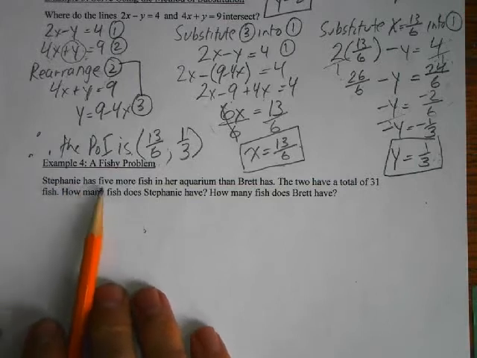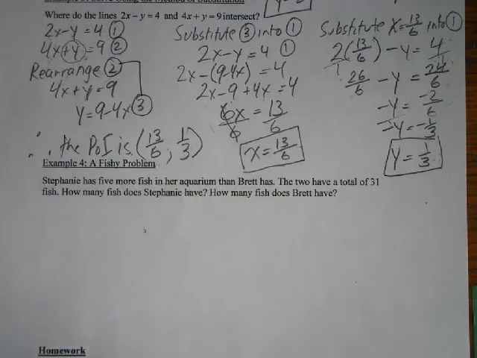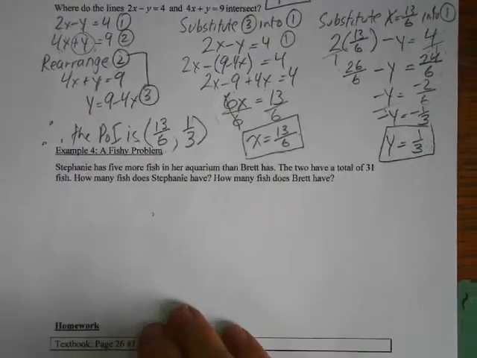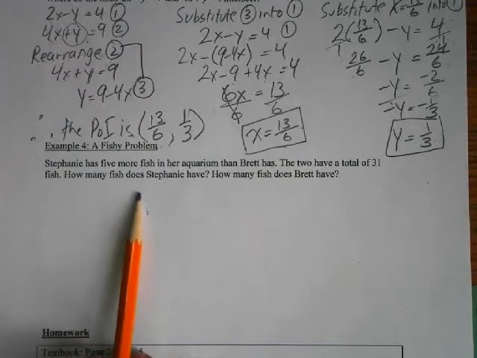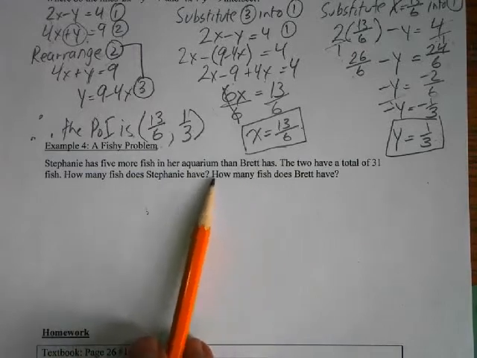Stephanie has 5 more fish in her aquarium than Brett does. The two have a total of 31 fish. How many fish does Stephanie have? How many fish does Brett have? Okay, so it doesn't really seem like it involves a linear system, right? Because you're not really thinking about lines here. You're thinking about two unknowns, and the two unknowns here are the number of fish Stephanie has and the number of fish Brett has.